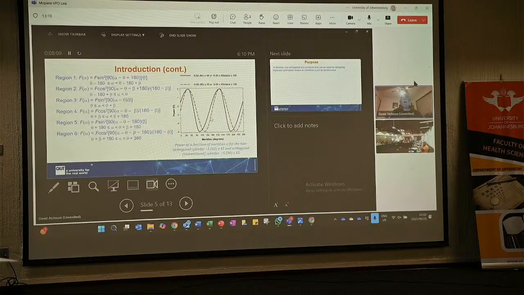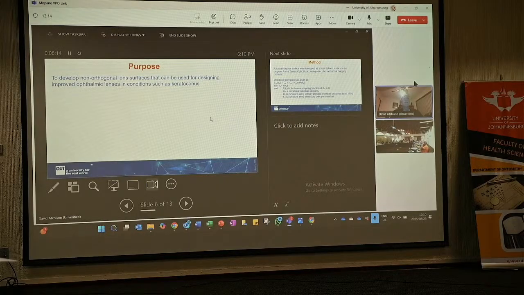So anyway, that was rather intriguing. I think at first I thought they just got it wrong and they were just dealing with crossed cylinders, and you can just work that out in conventional form. Then I realized I wanted something. So I set it out as a task to develop non-orthogonal lens surfaces that can be used for designing improved ophthalmic lenses in conditions such as keratoconus.